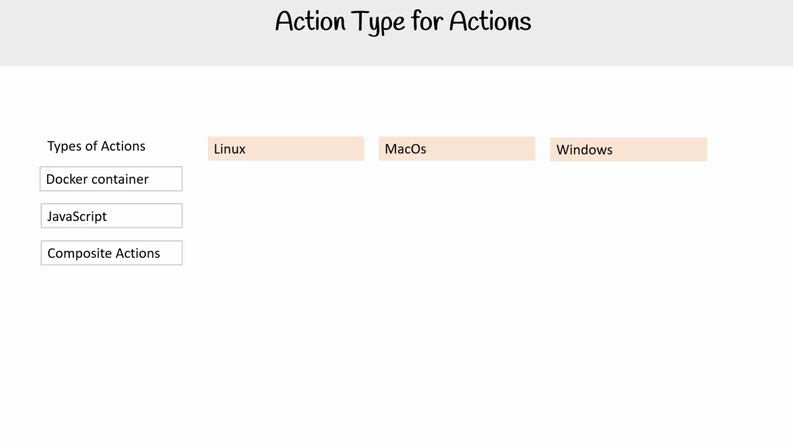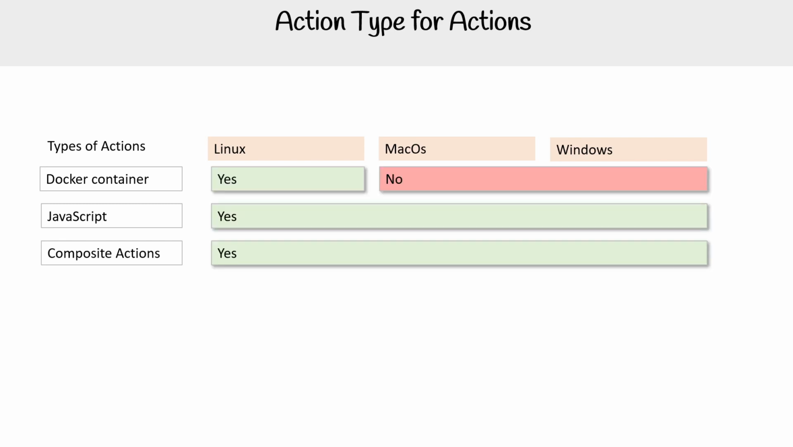We're taking a look at action types for actions. So there are three kinds. We have Docker container, JavaScript, and composite actions. And depending on what kind you're using, it's going to limit the types of OSs you can use. If you're using Docker container, you're limited to Linux. For the rest, it's all the same.